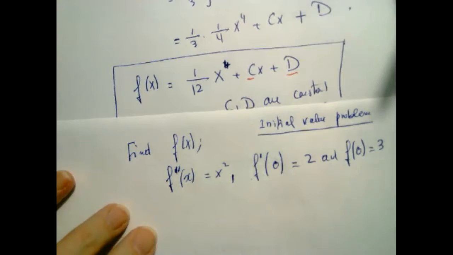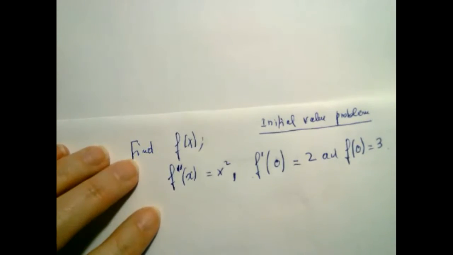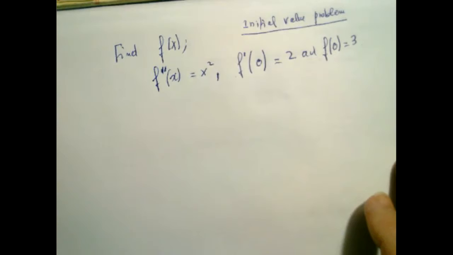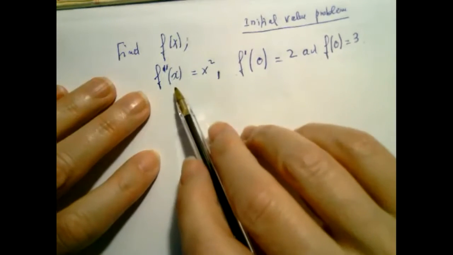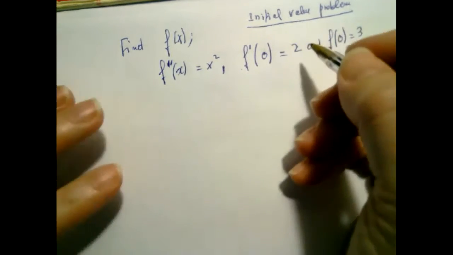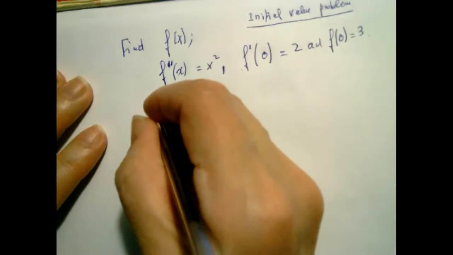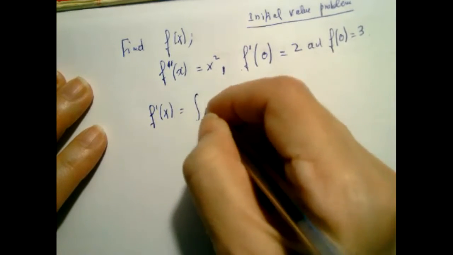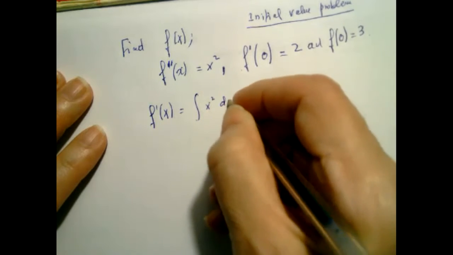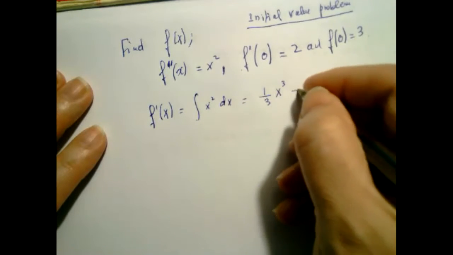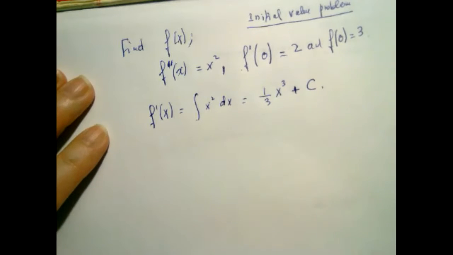So how am I going to do this problem? Okay, I'm going to throw the other one away and do this problem again. Now I'm not asking you for the general function. I'm asking you for a particular one that satisfies these conditions. All right, how do we do this problem? So what is f prime? f prime is the antiderivative of x squared. It means it's 1/3 x cubed plus a certain constant c.